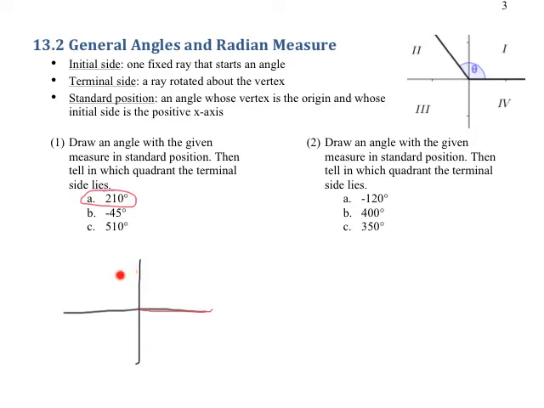This is 90 degrees. This is 180 degrees. 210 is somewhere between 180 and 270, so somewhere in this third quadrant. And so I'll draw an angle, or a ray in there, the terminal side. And this angle, 180 and about 30 more, that's a 210 degree angle.